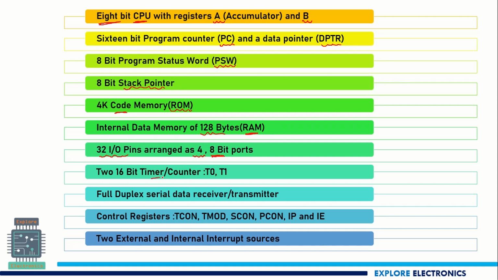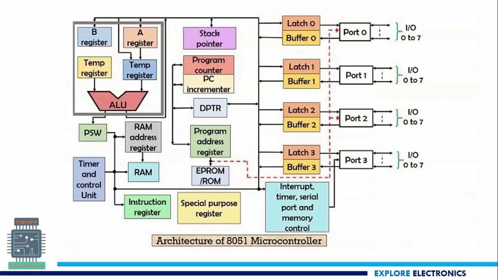Two 16-bit timers or counters will be there, T0 and T1. There is a UART port, that is full duplex communication. It will support serial communication. There are some control registers: TCON, TMOD, SCON, PCON, IP and IE. 2 external interrupts and also 3 internal interrupts are there. So these we need to find out in the architecture now.